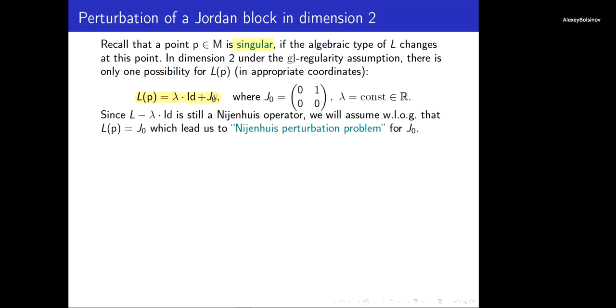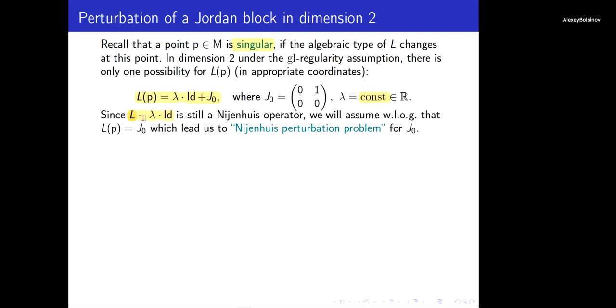So now, one simple trick to simplify the situation. If I take our Nijenhuis operator and subtract lambda identity, where lambda is the same constant as at this singular point P, then L minus lambda identity is still a Nijenhuis operator. This replacement has some sort of rescaling. We have already discussed this phenomenon. Nothing really changes if you add or subtract from the Nijenhuis operator the identity operator multiplied by a constant.